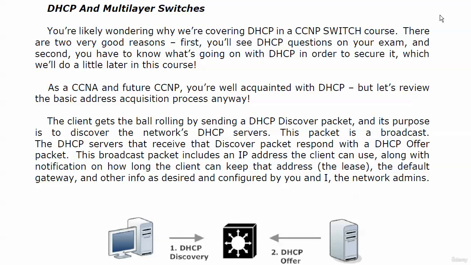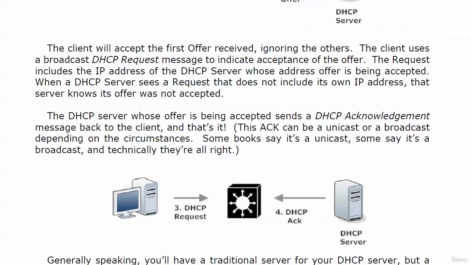Now, the client gets the whole ball rolling with DHCP by sending a DHCP Discover packet. And I hate to insult your intelligence by telling you what the purpose of that packet is, but it is to discover the available DHCP servers. This packet is a broadcast. The DHCP servers that receive that Discover packet are going to respond with an Offer packet. Now, this is also a broadcast packet, and it includes an IP address the client can use, along with notification on how long the client can keep the address, which is the lease, of course. It gives them a default gateway and other info as desired and configured by you and I, the network admins.